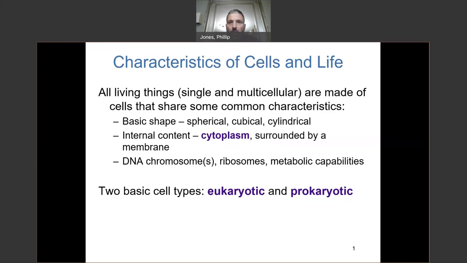Okay, so I want to go through chapter four: characteristics of cells in life. We'll go through this, talk a little bit about bacteria, gram positive, gram negative. I know I talked about it in lab. Go over some of the structures of bacteria and some of the outer structures, flagella, capsules, things like that.